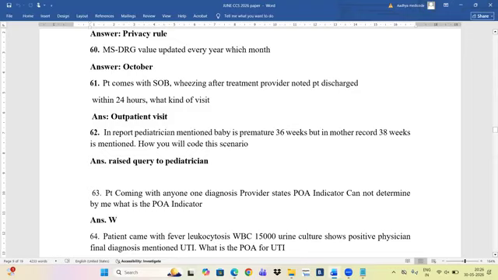In the report, the pediatrician mentioned baby is premature, 36 weeks. Pediatrician reported, right? In the report, pediatrician mentioned 36. So, pediatrician means baby record. Correct?